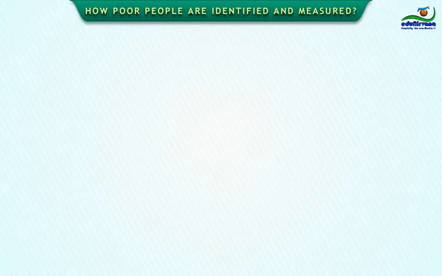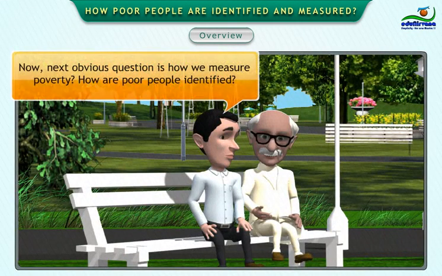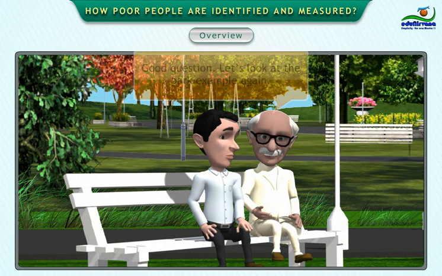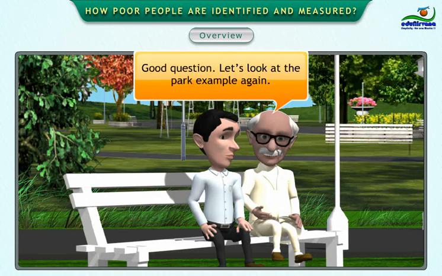How poor people are identified and measured: overview. Now, the next obvious question is how we measure poverty. How are poor people identified? Good question. Let's look at the park example again.